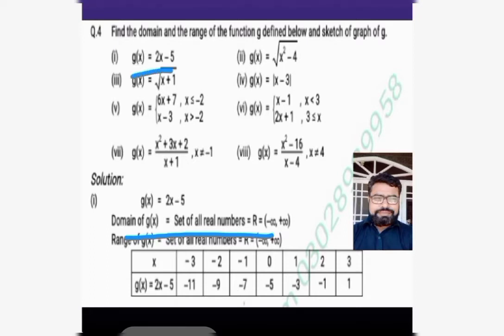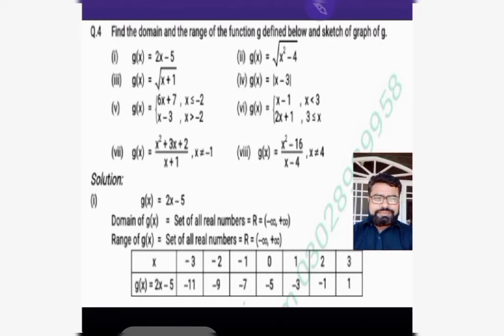As I've told you, this is a linear function because the power of x is 1. If a variable has power 1, it's called a linear function, and its domain is the set of real numbers. Again, I'm telling you that if it is a function in which the variable has power 1, it's a linear function, and its domain is the set of real numbers, which can be written in three ways.